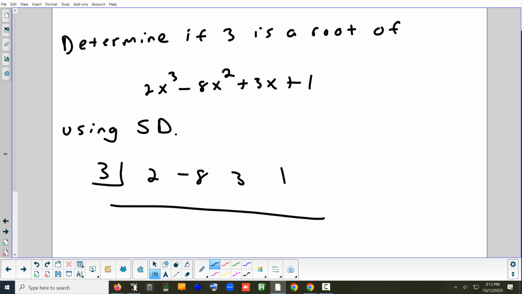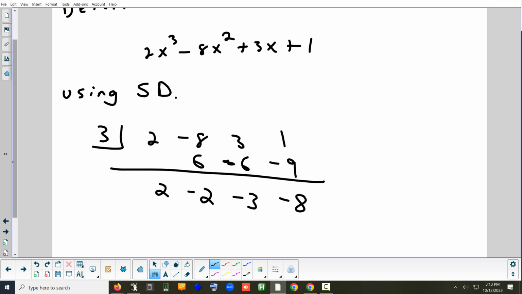Okay, so bring down the 2. 3 times 2? 6. What's negative 8 plus 6? Negative 2. 3 times negative 2? Negative 6. What's 3 minus 6? Negative 3. So negative 3. And then 3 times negative 3? Negative 9. And 1 plus negative 9? Negative 8. So is 3 a root of that polynomial?